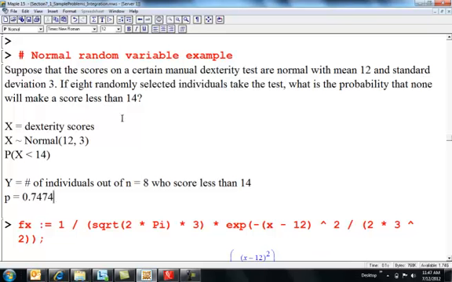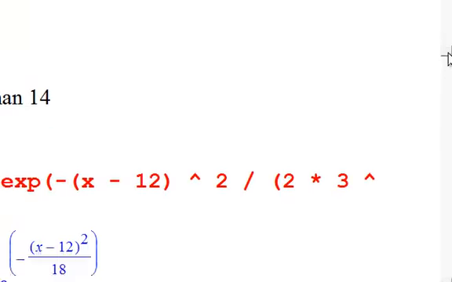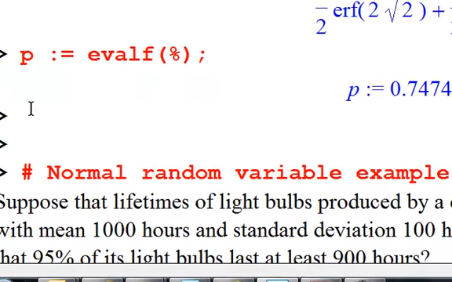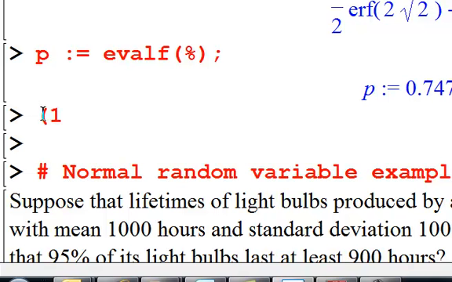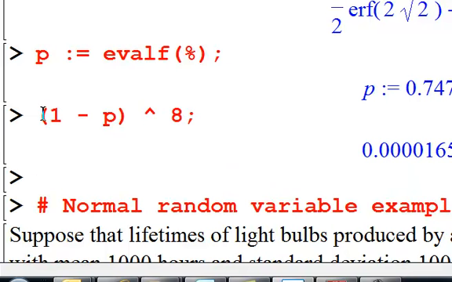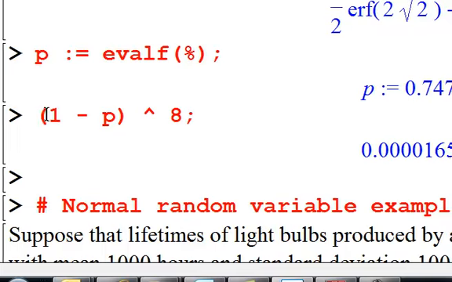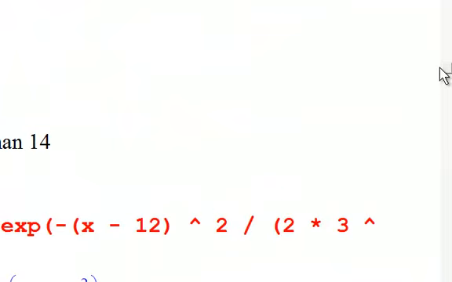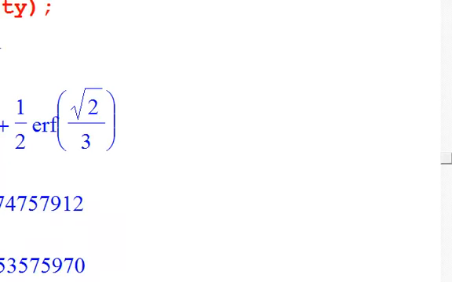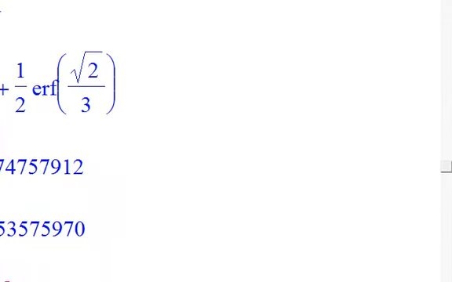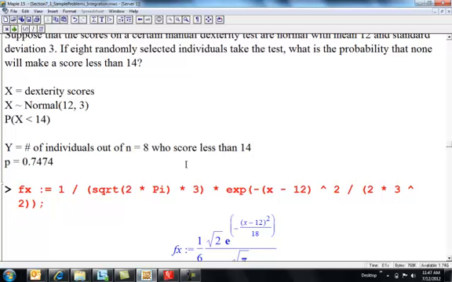What's the probability that none will score less than 14? That means they all score bigger than 14. The probability all score more than 14 is (1 minus p) raised to the 8th. The probability that they all score more than 14 is not very likely. Did that make sense? Or I could do it again as a binomial.